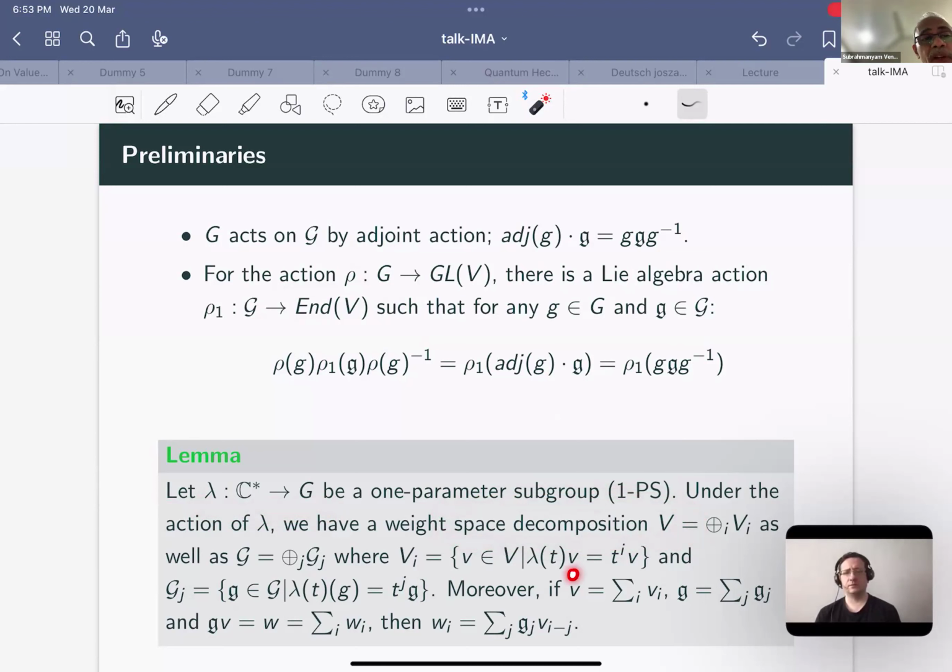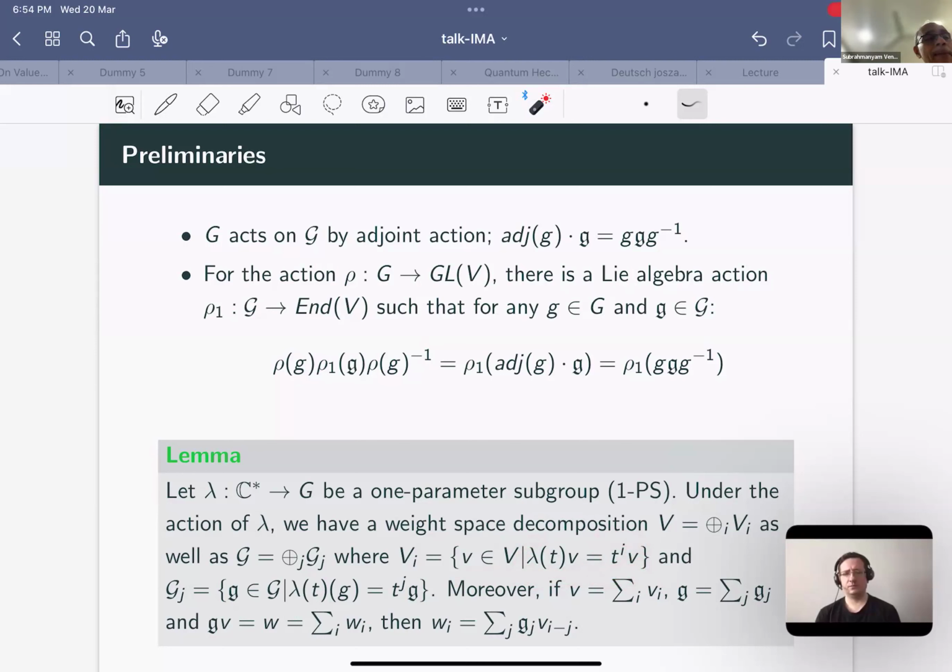What is the thing? If I look at how it acts on a vector, if it acts on the vector by scaling it up by t to the i, I collect all those vectors in what I call V sub i. So every one parameter subgroup gives you a decomposition of V like this. Because it's a one parameter subgroup, it's an abelian subgroup, so they're all simultaneously diagonalizable, and therefore I get this decomposition of V. I can say V is a direct sum of these V_i, where an element in V_i gets scaled under the matrix lambda(t) by t to the i. So that is the weight. I call this the weight of this vector.